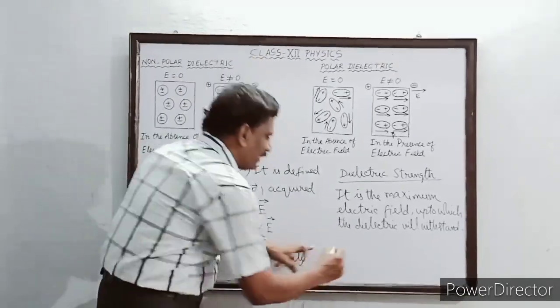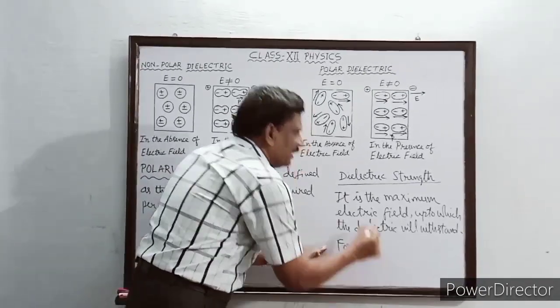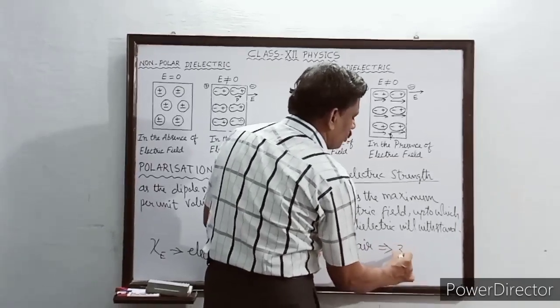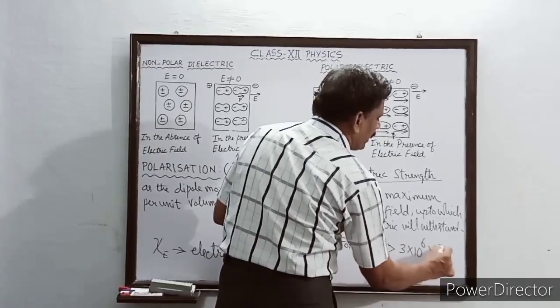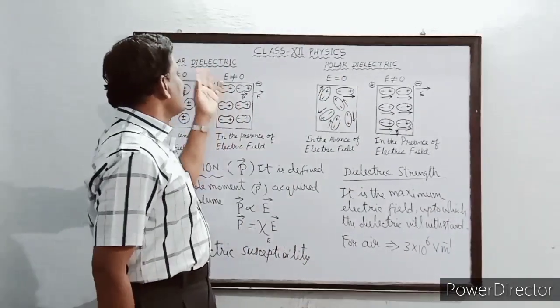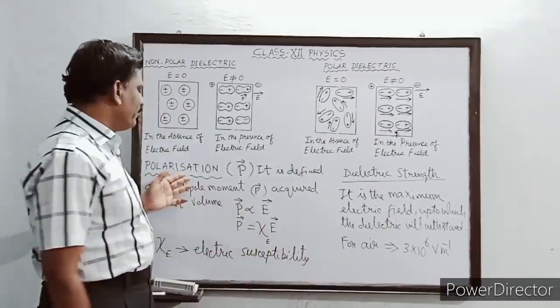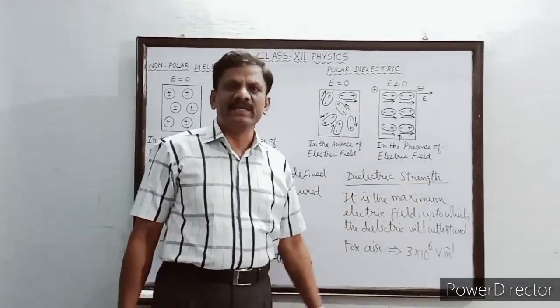Now there are different dielectrics like mica, ebonite, oil, and air is also a dielectric. For example, for air, the dielectric strength is found to be 3 into 10 to the power of 6 volt per meter. So today we have discussed polar dielectric, non-polar dielectric, the phenomenon called polarization, and lastly the dielectric strength.